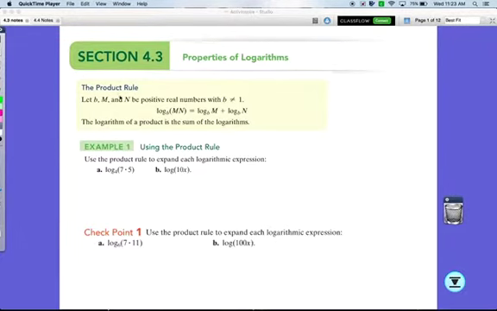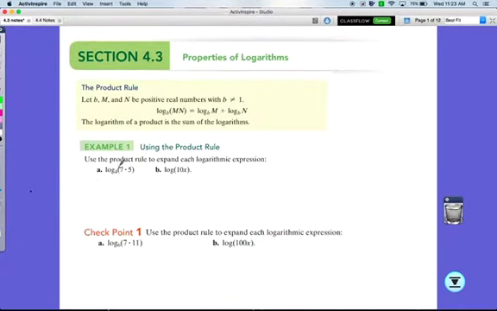All right, and the first rule is called the product rule. The product rule states that if you have the log, regardless of the base, and inside the logarithm you have two separate things, two factors that are multiplied, you can break it out as the log of the first thing plus the log of the second. So it's the product rule. Multiplication on the inside is addition on the outside. All right, so let's see what that looks like.